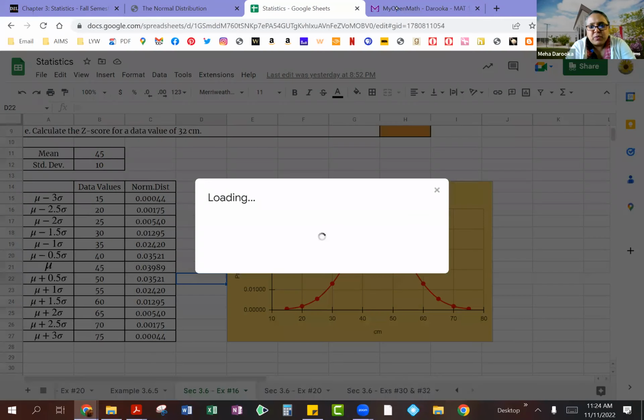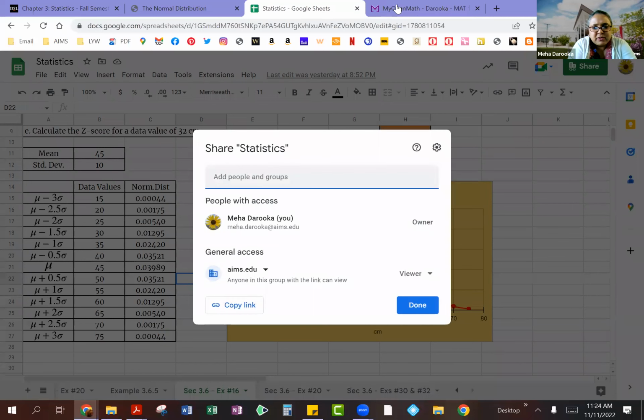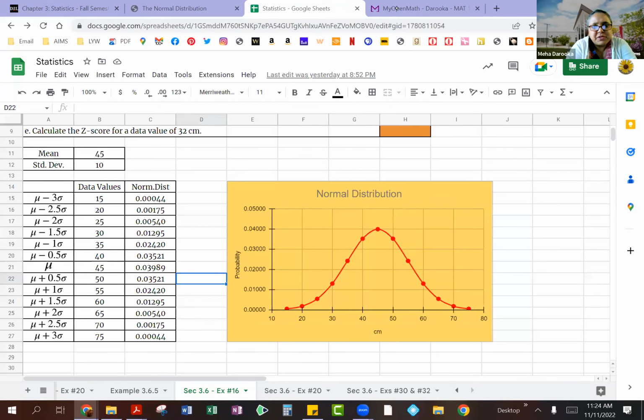If you just want to see how the table looks, I'll share this link with you so you can see how I came up with that graph. Once you have your table done, you just do insert chart and go with a line graph, and make it a smooth line chart instead of connecting the dots. You don't want little line segments. You want a nice smooth curve. So you have the general shape of the graph over here.